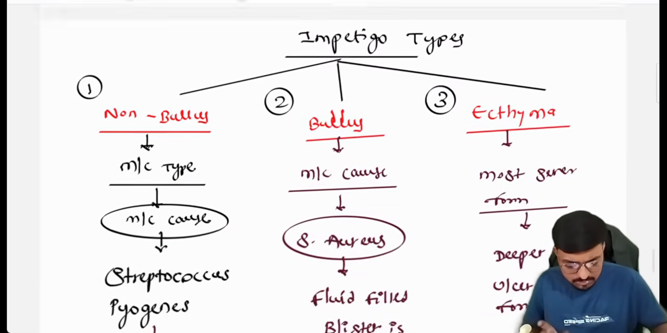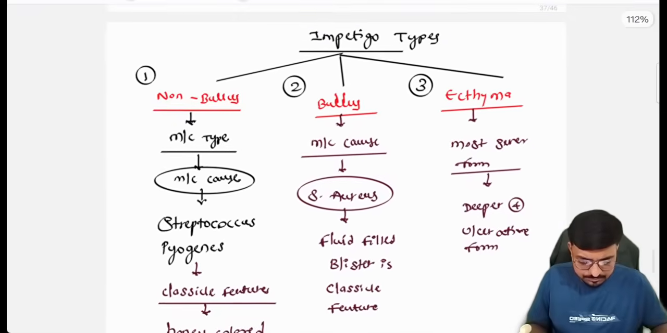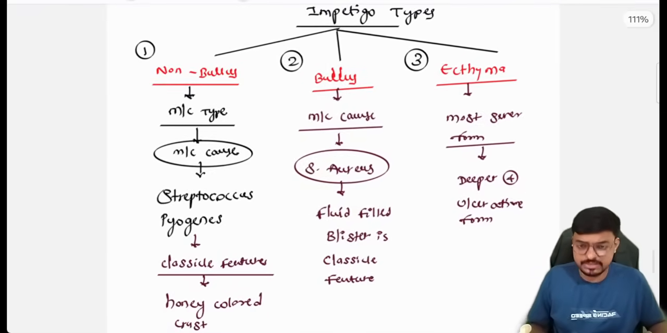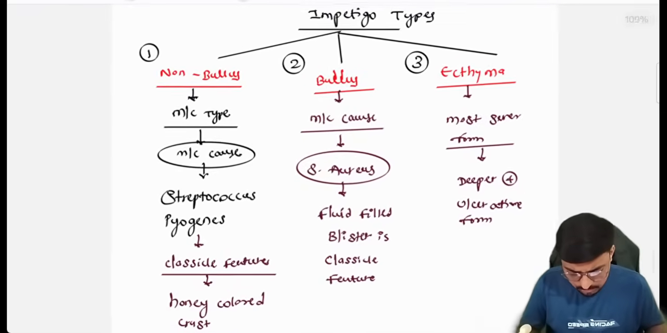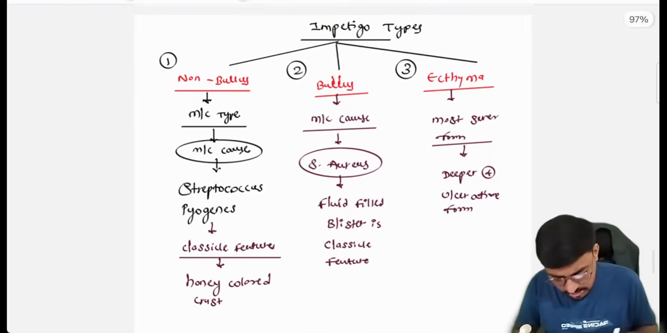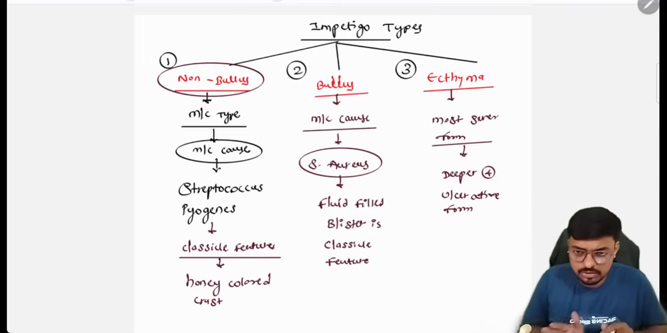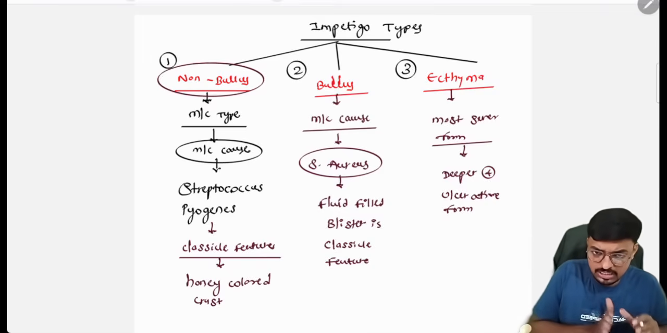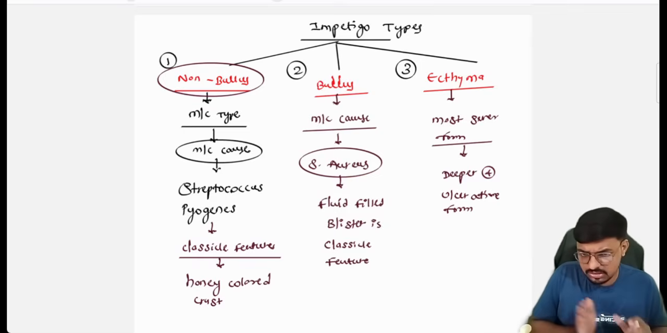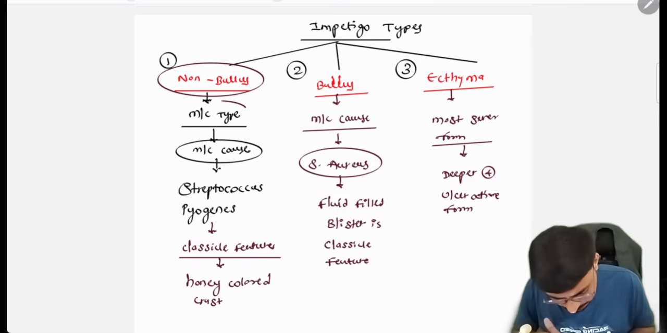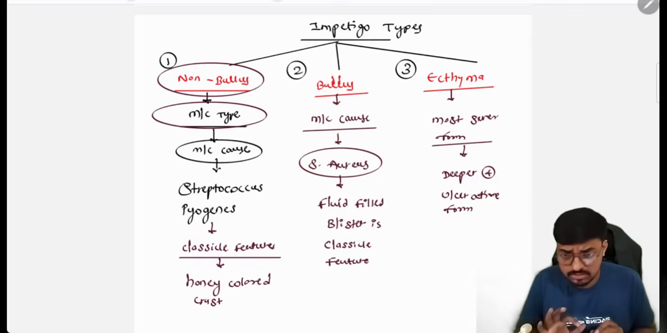Now let's discuss the types of Impetigo. We have three types. The first one is non-bullous Impetigo. Among the three types, non-bullous, bullous and ecthyma, the most common one is non-bullous Impetigo.